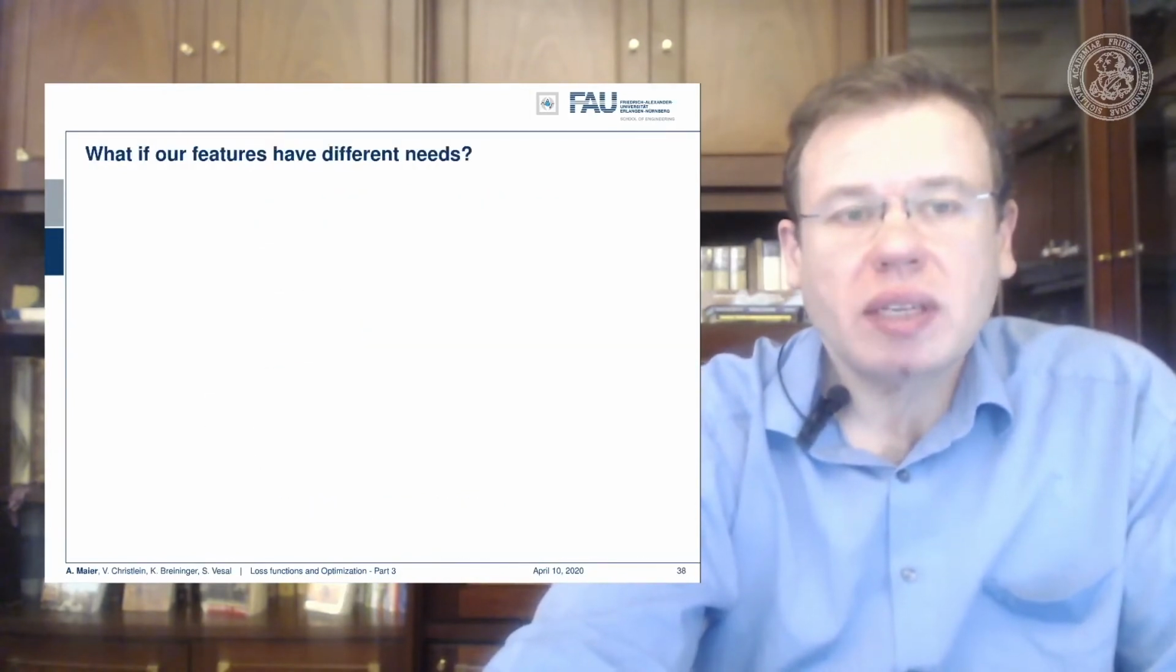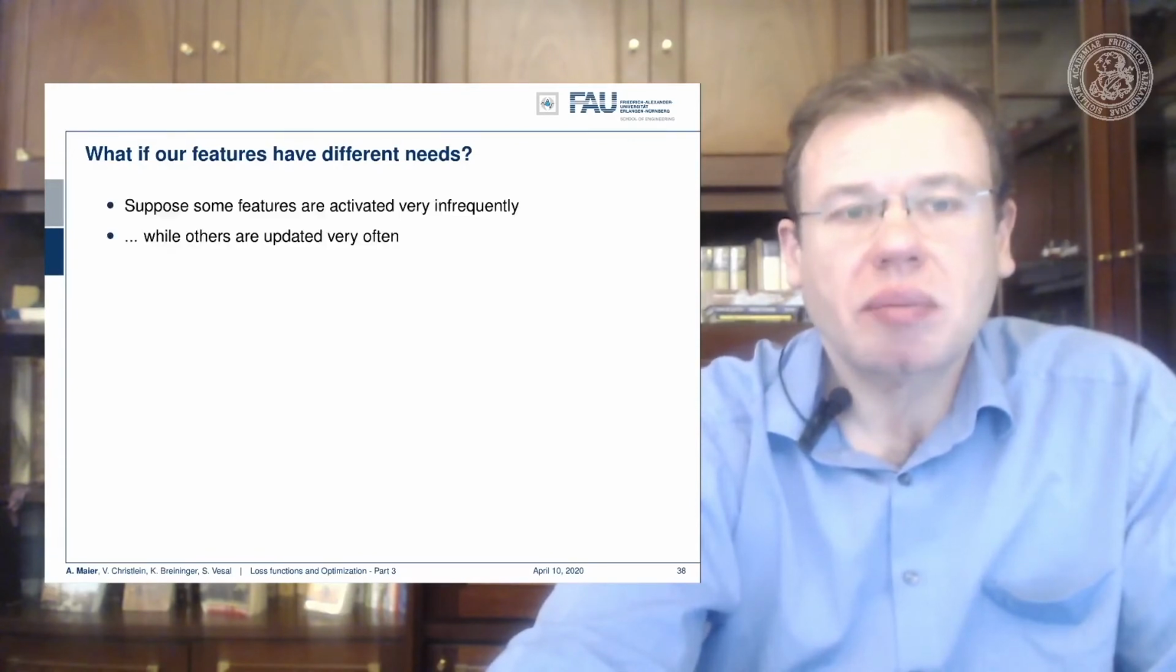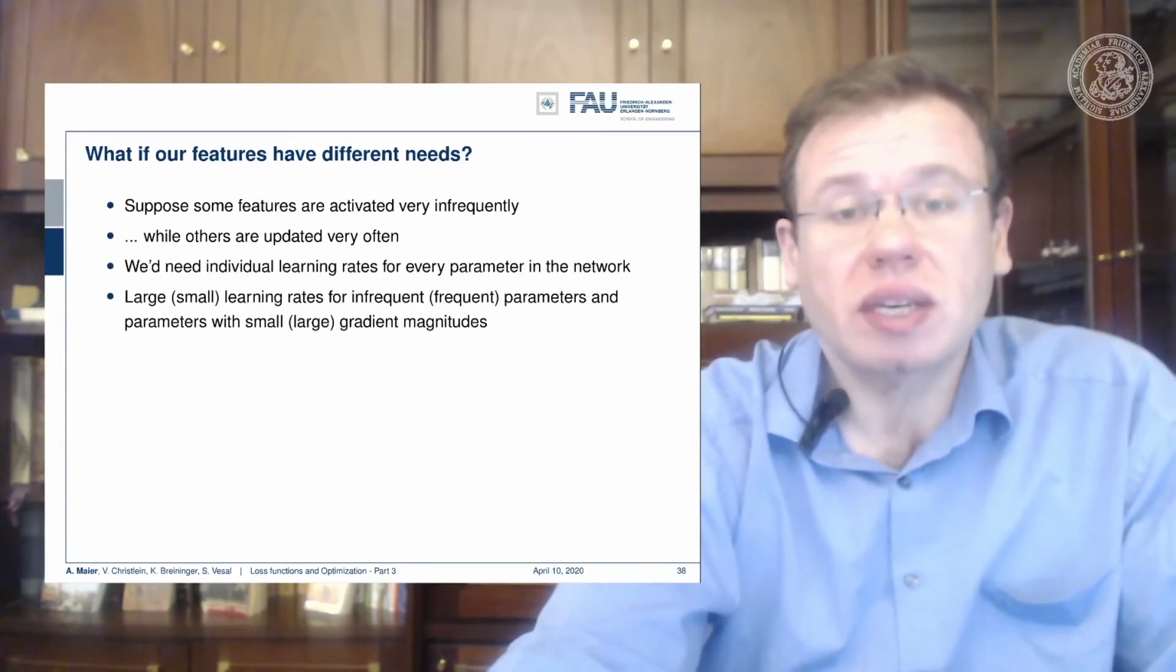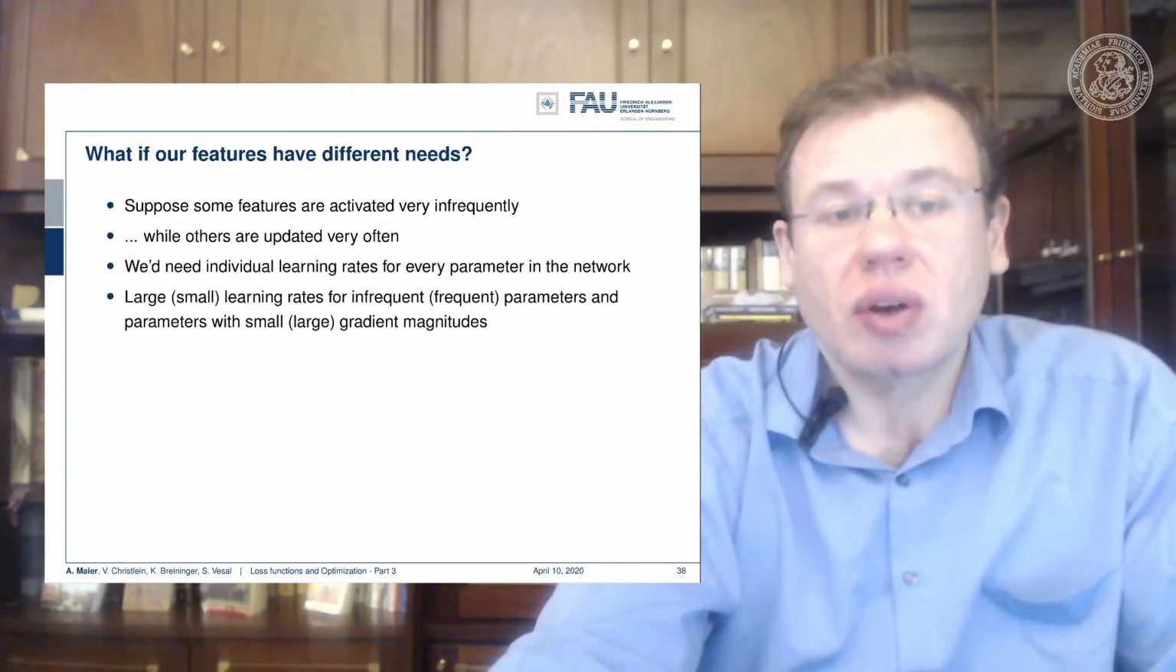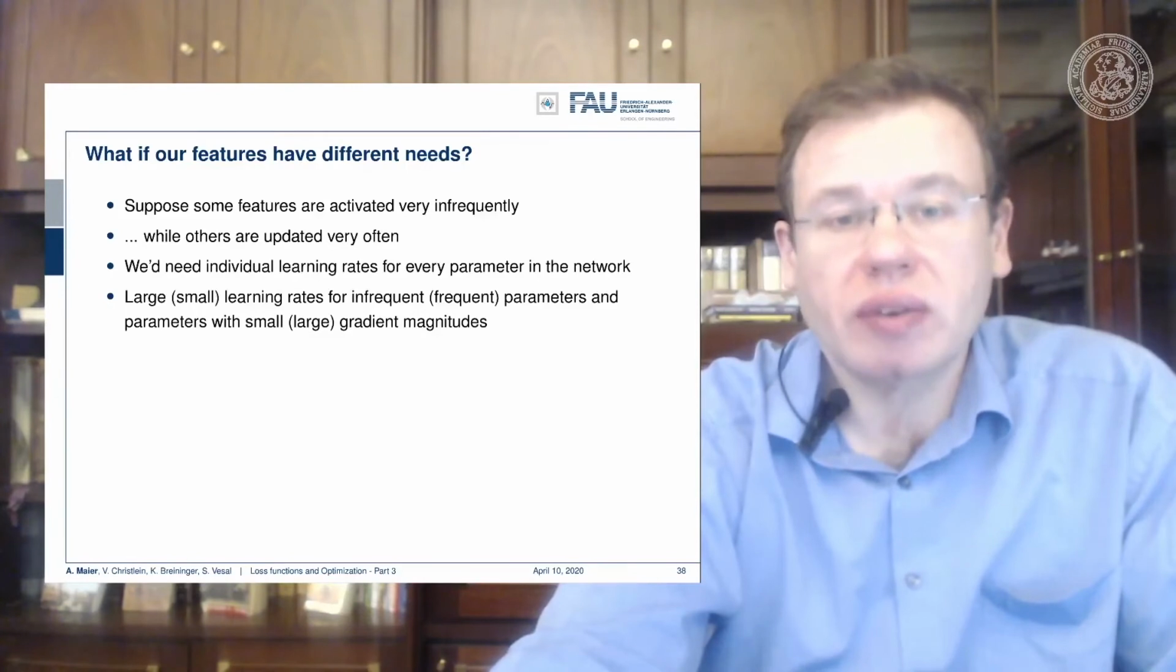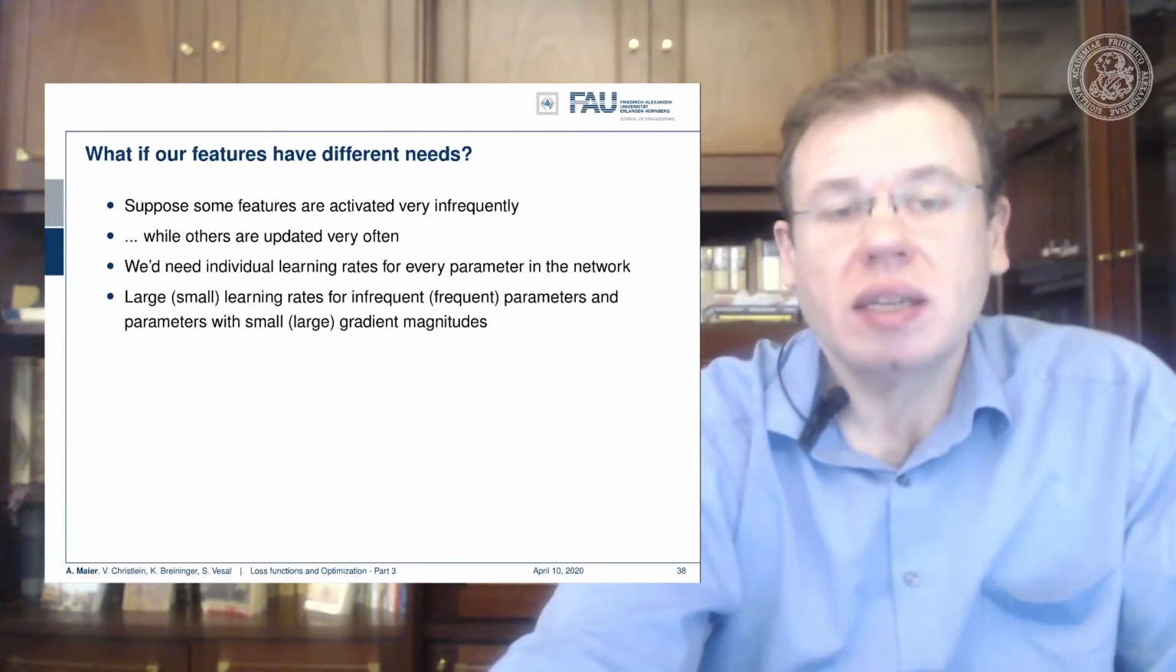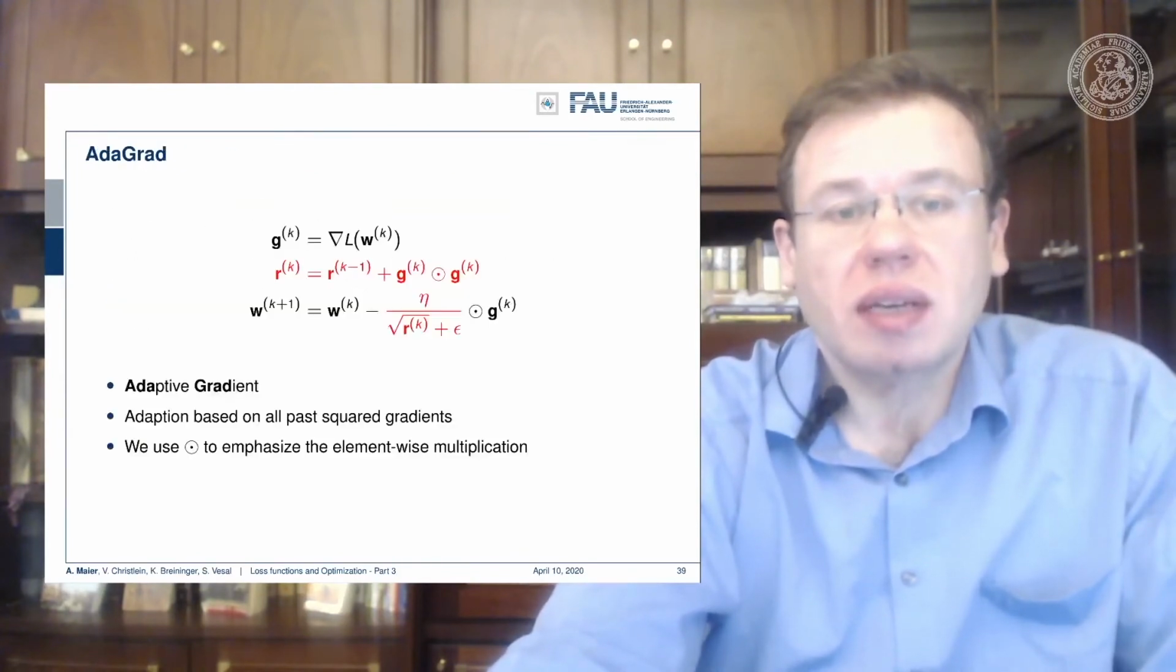Now, what if our features have different needs? So suppose some features are activated very infrequently, while others are updated very often. Then we would need individual learning rates for every parameter in the network. So we need large learning rates for infrequent parameters and small learning rates for frequent parameters in order to accommodate the changes appropriately. And this can be done with the so-called AdaGrad.